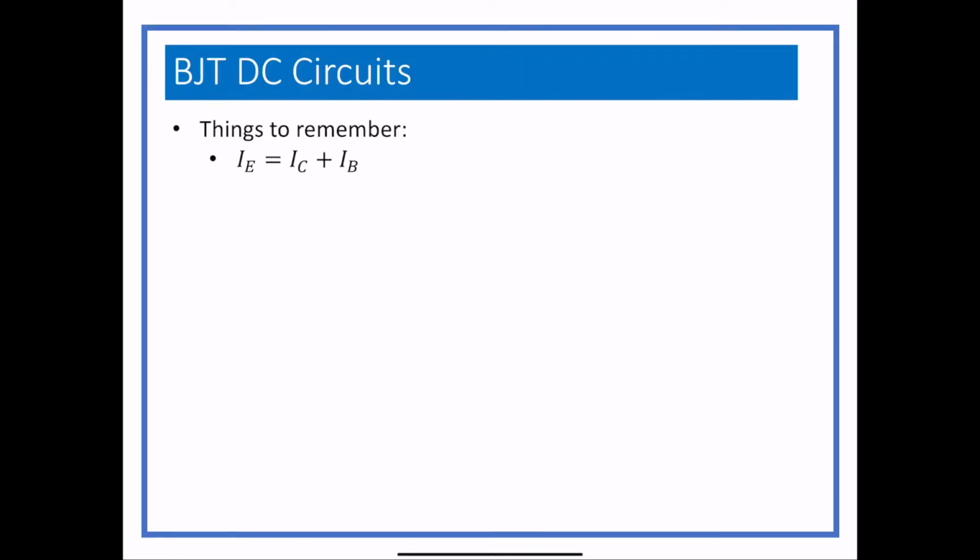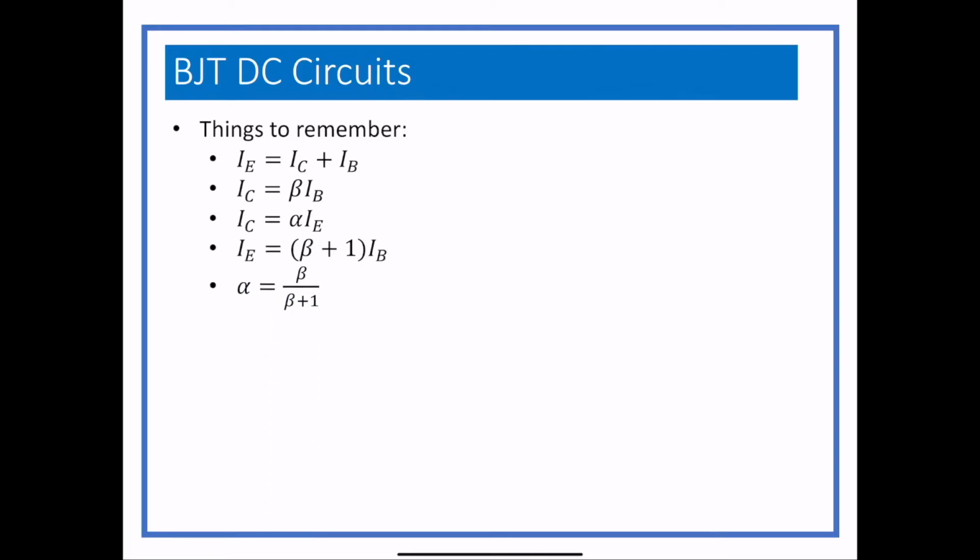So things to remember, which we kind of have already gone over: the emitter current is just the collector current plus the base current. The collector current is related to the base current by beta and to the emitter current by alpha. The emitter current's related to the base current by beta plus 1, which means that the collector and emitter currents are only slightly different. They are different, but they're not really, really different.